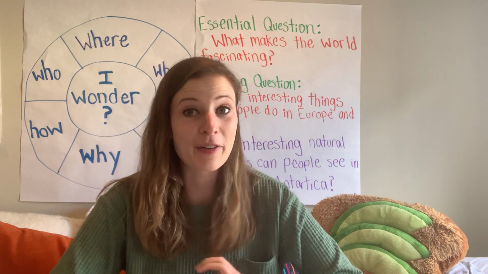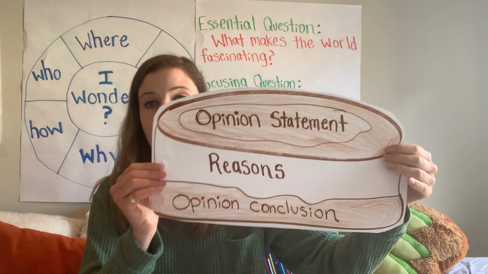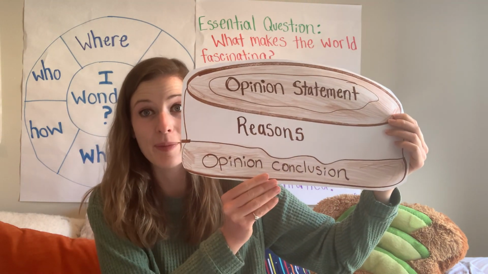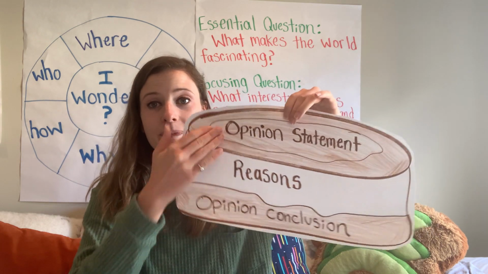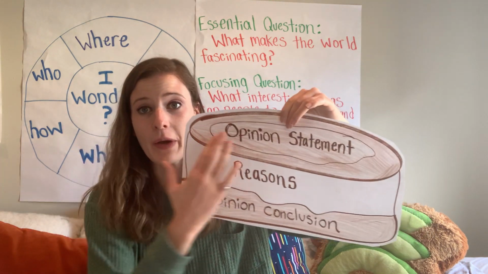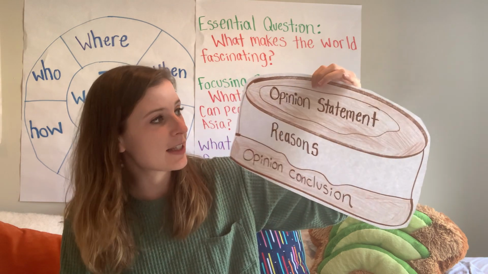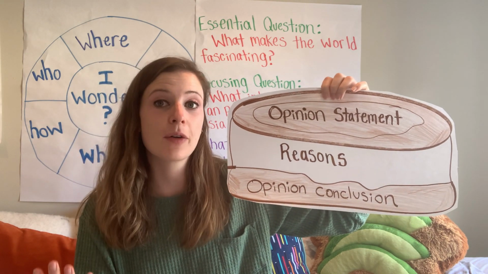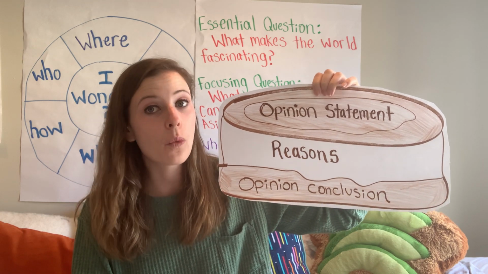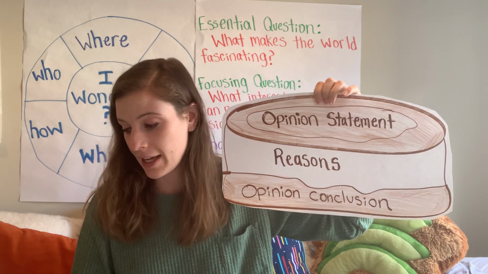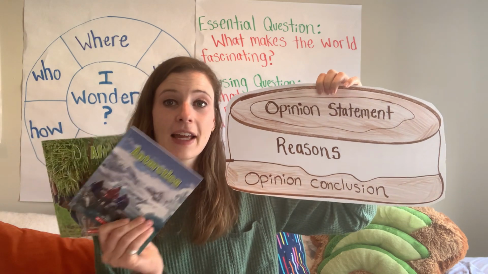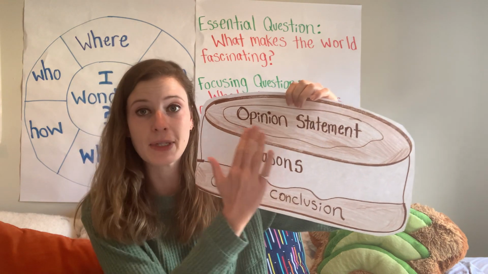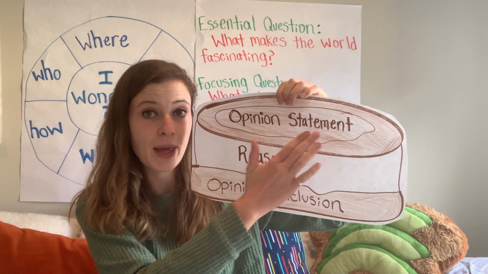So I have a really cool cookie, and this is going to be how we remember to write about our opinions. So the top, just like pretend you have an Oreo, the top part of our cookie says our opinion statement. So that's where you will answer the writing prompt. So if the writing prompt says, what is your favorite animal in these two books that we read? Then you might say, my favorite animal is the penguin, like the crab did. Okay, I like the penguin the best.